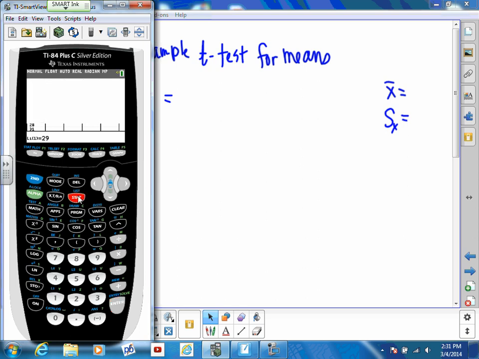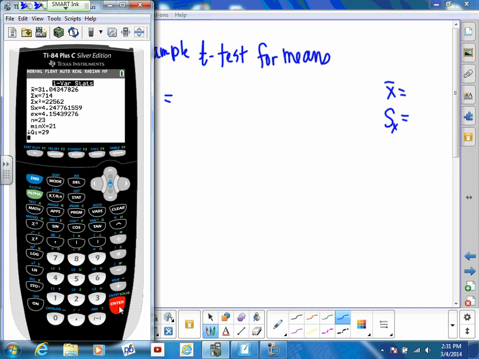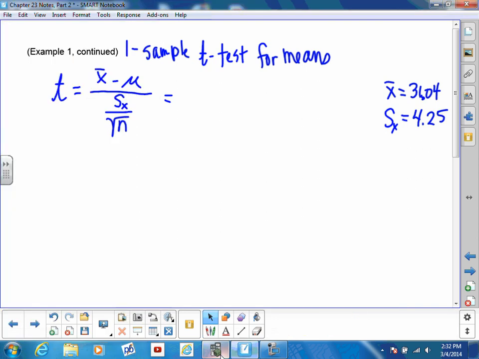So I'm going to stat over to calc, and what do you think I'm going to use? 1 variable statistics. Number 1, 1 variable statistics, it defaults to list 1. So calculate that, and voila, you get the information you want. X bar is 31.04. S of x, the standard deviation of the sample, is 4.25. So, yay.